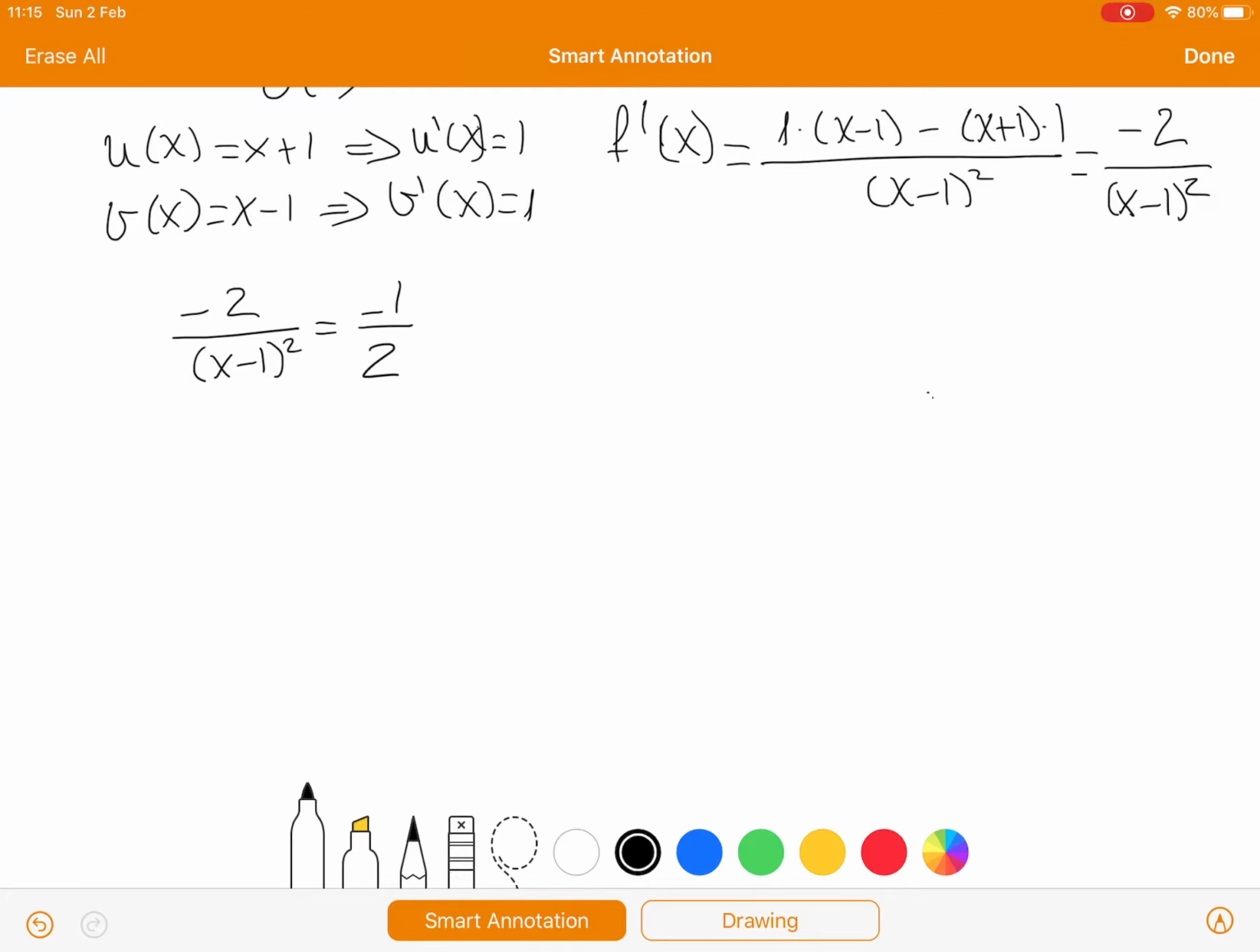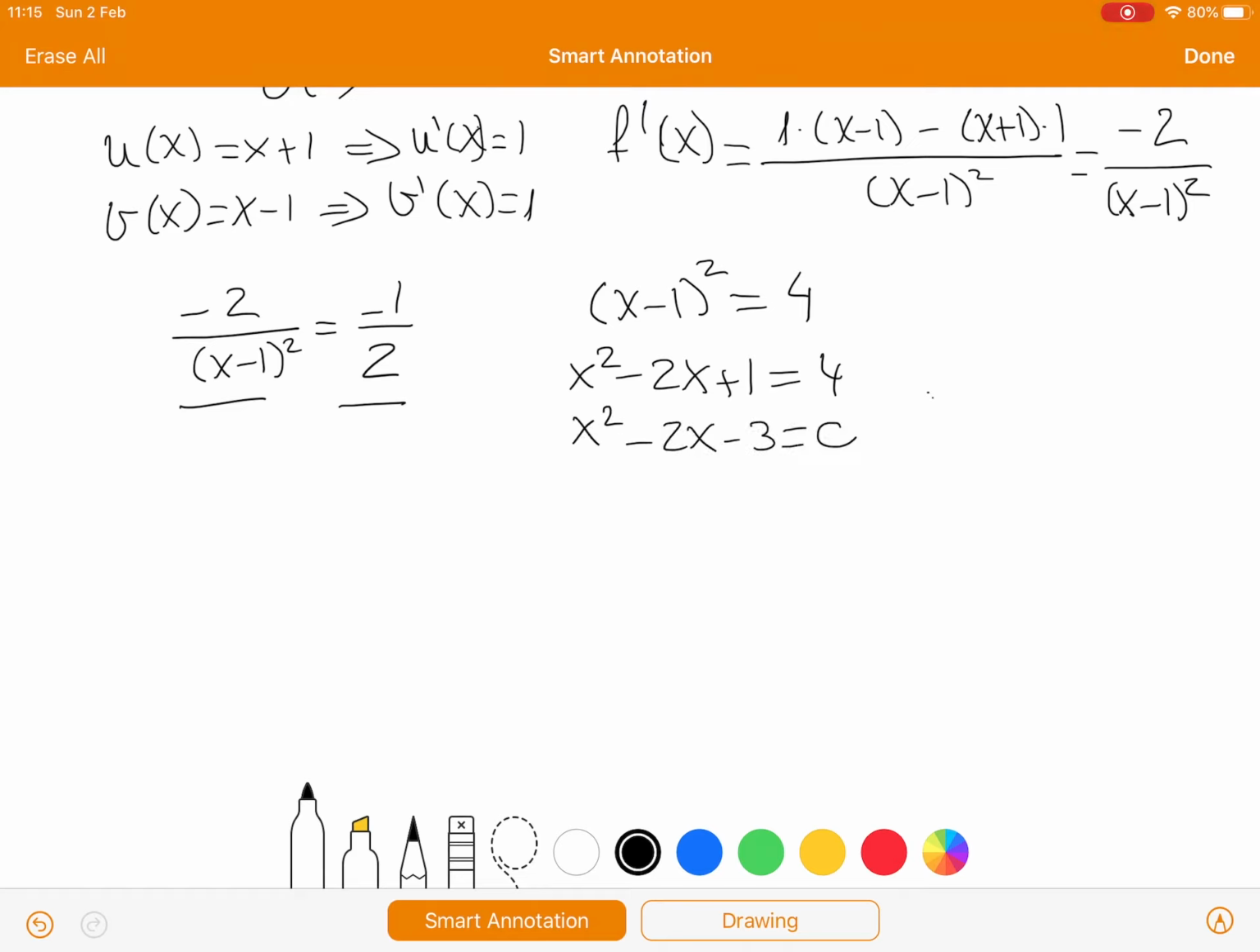So to find when this is equal to minus 1/2, that's the same as to find when (x minus 1) squared is equal to 4. So from here, if you expand, you will get this equal to 4. So you need to find when x squared minus 2x minus 3 equals 0.